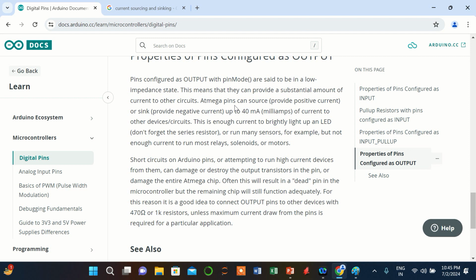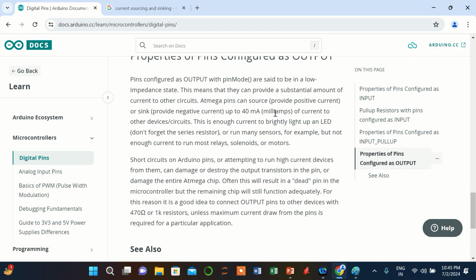Another thing is about the configuration. Whenever you configure the pin, whether it is output or input, by default every pin has some current it can source or sink, irrespective of the pull-up resistor. Even if you don't use the pull-up resistor, it will source or sink.